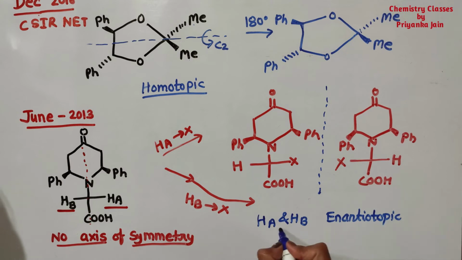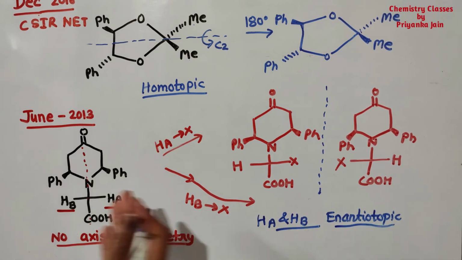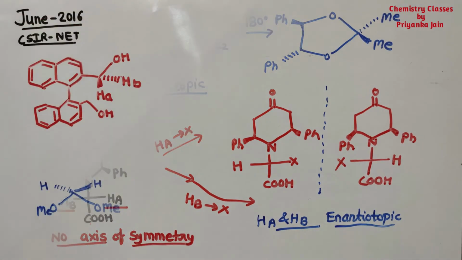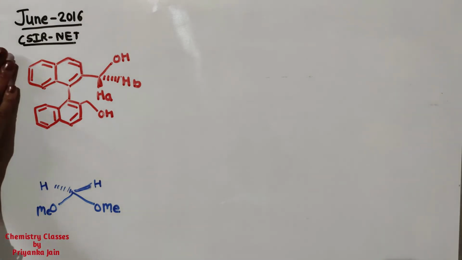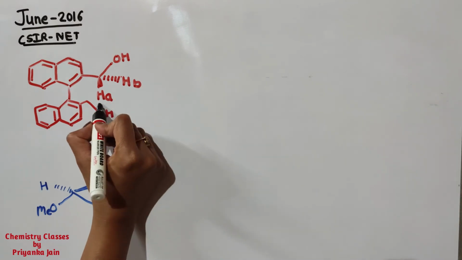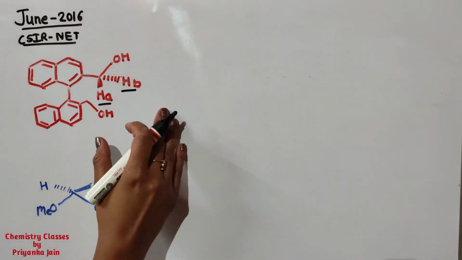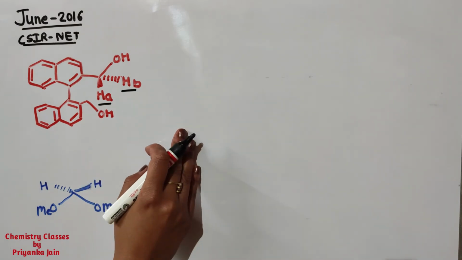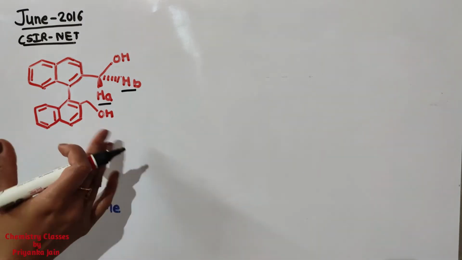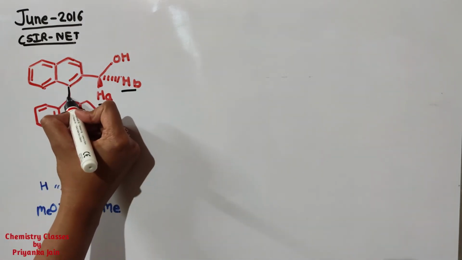So if you know the concept, then you can do such types of questions very easily, right? Okay, now see this question from the CSIR NET June 2016 question paper. Here we have to find out whether these two hydrogens Ha and Hb are homotopic, enantiotopic, diastereotopic or constitutionally heterotopic. Okay, so for this, firstly you should see this whole structure. You can see this is the biphenyl system.